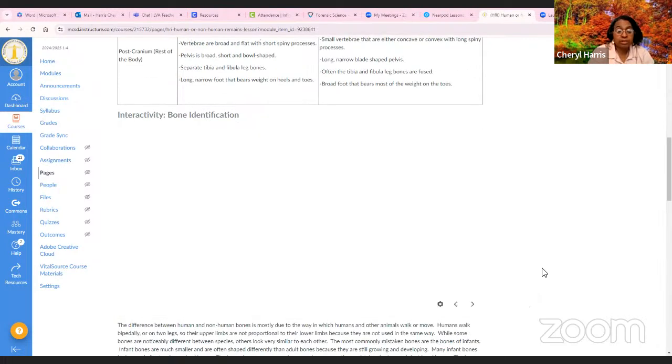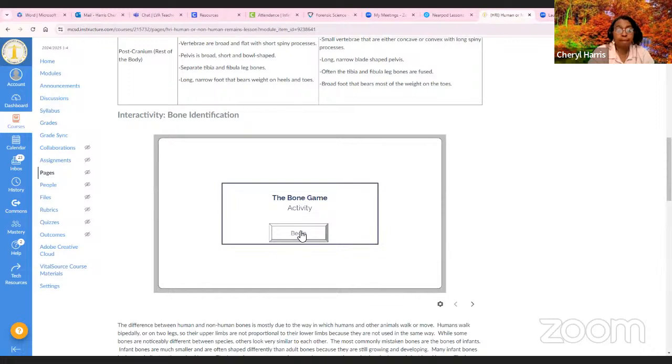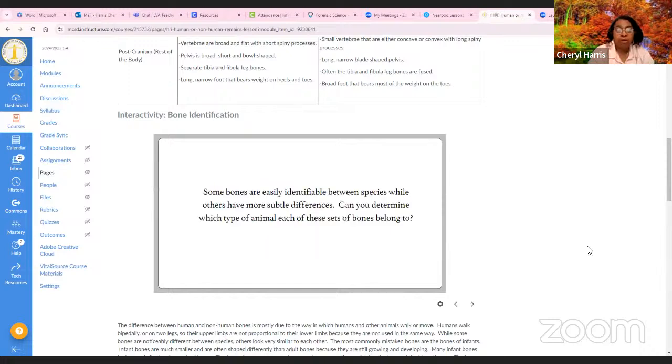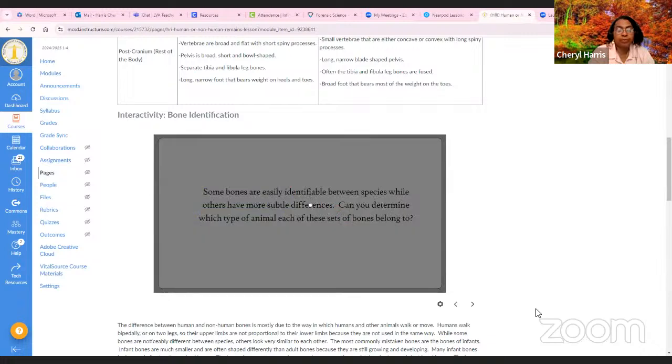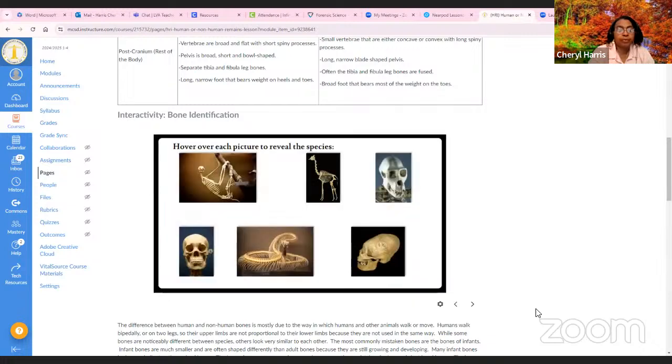All right, so let's take a look at this. Everybody take a few minutes to go through this game. Some bones are easily identified between species while others have more subtle differences. Can you determine which type of animal these go with? All right, so take a minute, like it says, and hover over. So before you hover, take a guess. Some of them are quite obvious.